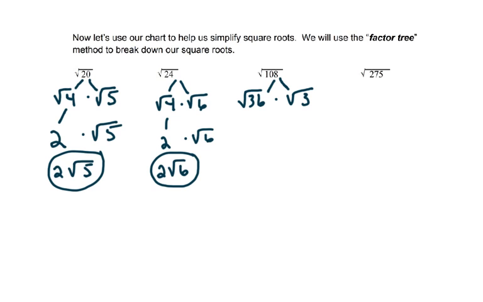36 times 3. Telling me that 3 doesn't break down anymore. 36 is simply 6 times the square root of 3. So 6 square roots of 3 is what 108 simplifies to.